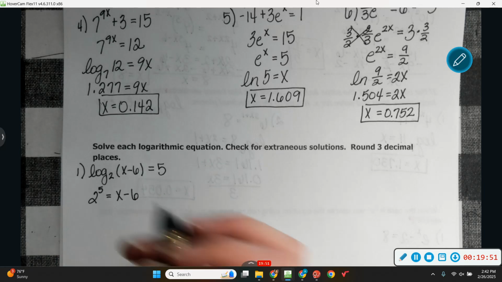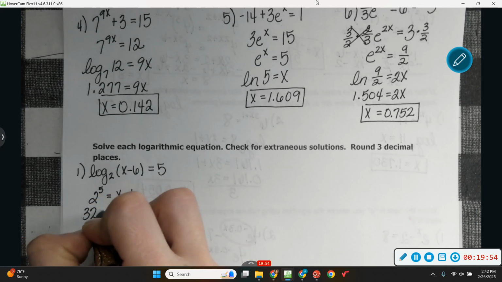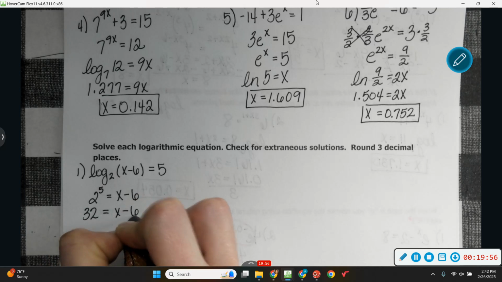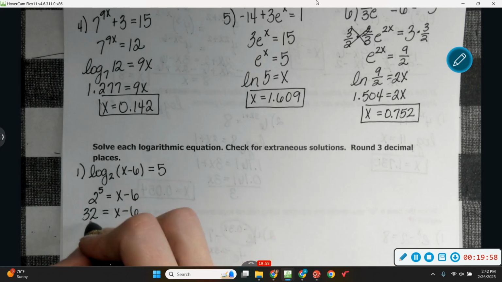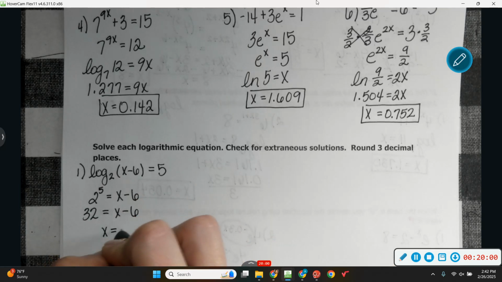So 2 to the 5th power is 32. 32 is equal to x minus 6. To solve for x, you would add 6. 32 plus 6 makes x equal to 38.